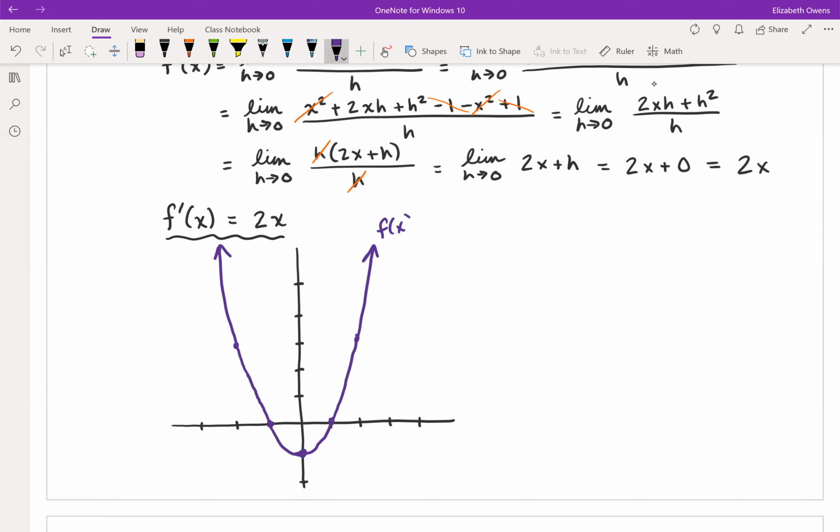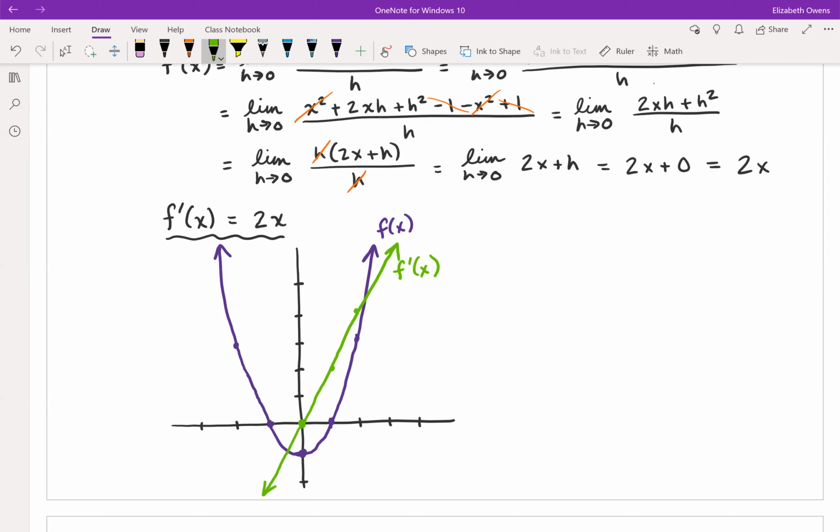And then we want to look at our derivative function. So here's f of x, and then in green, I'll do f prime of x here. And the function is 2x. So that's a line with a slope of 2 that runs through the origin. So that's going to look like this. Slope of 2. There we go. So there's f of x and f prime of x.